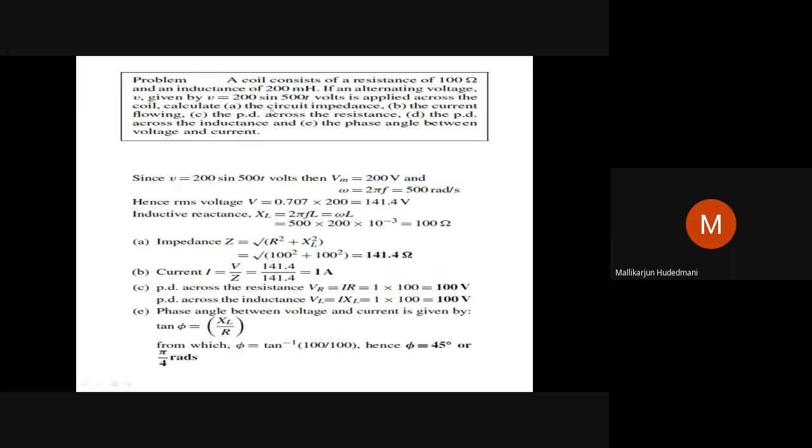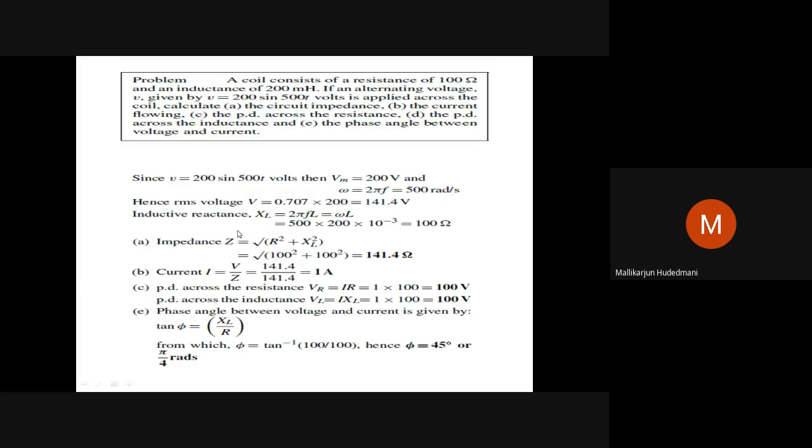So the first thing is the applied voltage is not given to you as an RMS voltage. It is given as an equation, 200 sine 500t. From this, what is the peak value? 200. Then what is the omega value? 2 pi f equal to 500. Hence the RMS voltage is 200 divided by root 2, or 0.707 into 200. Both are the same. It is 141.4 volt RMS.